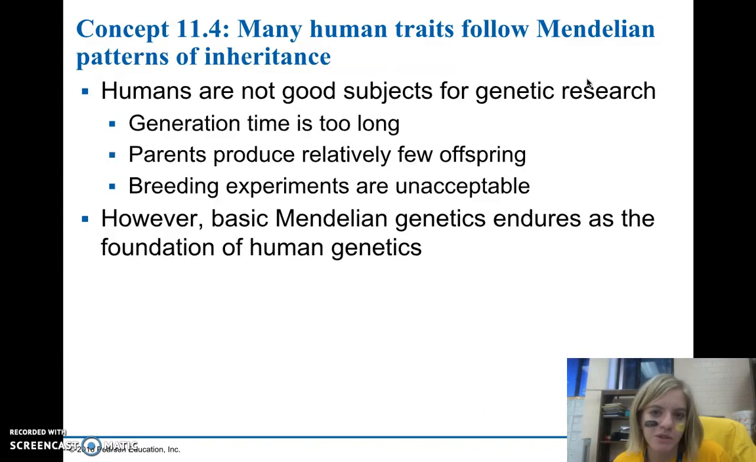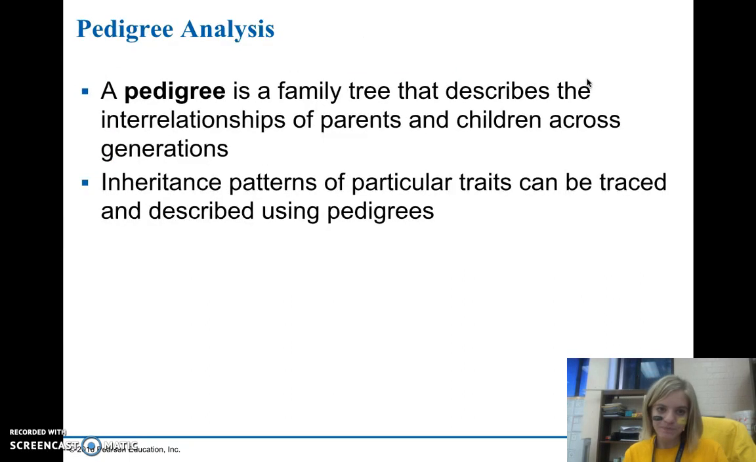And it takes way too long to have children, and you can only usually have a few children in your lifetime. So they're not great to follow genetic patterns of inheritance, but we use his pea plant experiments to help us understand what goes on with humans. Since we can't use humans, we tend to look at human genetics retroactively. So we do this by looking at something known as a pedigree.